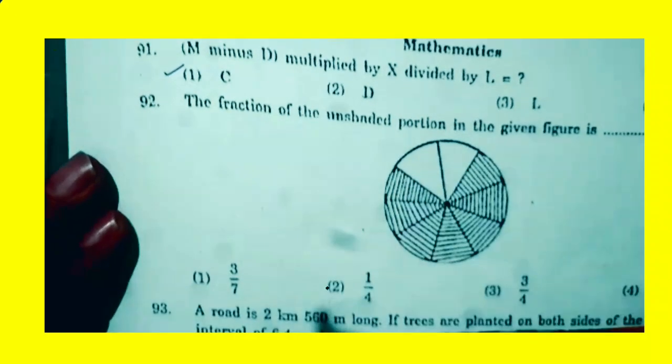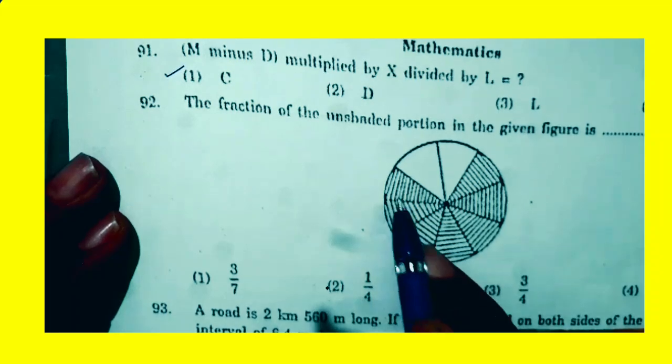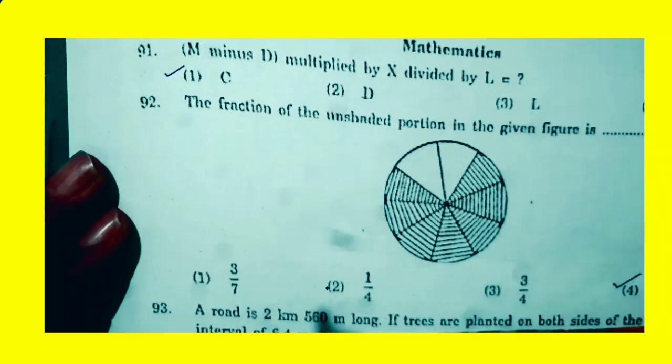If fraction, this is 1 2 and 3 4 5 6 7 8 9, 2 by 9, 4 by 9.